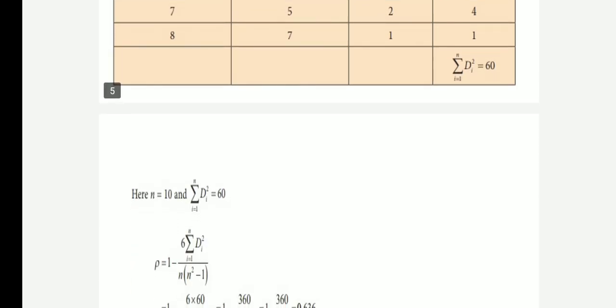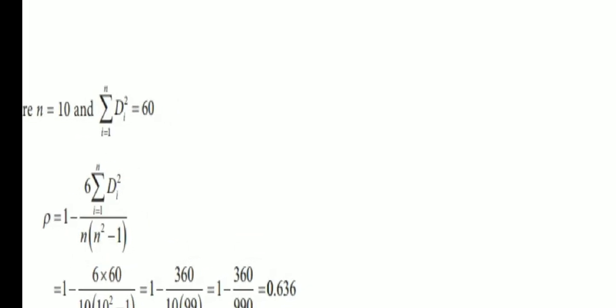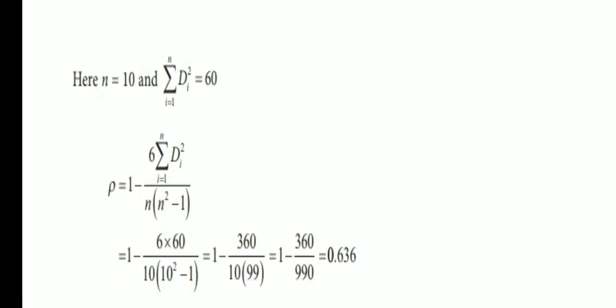Take the sum of these, that is the sum of d squared, then apply the formula. Here n equal to 10, and the sum of d i squared, i equal to 1 to n. You can take d i or d, small d or capital D, there is no difference at all. So small n equal to 10 is the number of observations, and the sum of d squared is the square of the deviation of each value, and finally taking the sum, the sum of d squared equals 60.